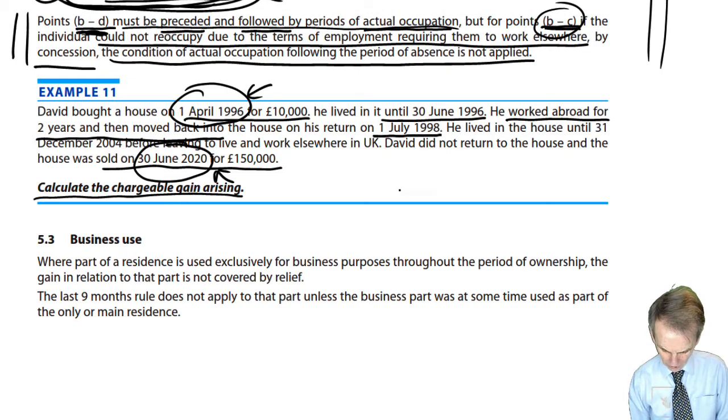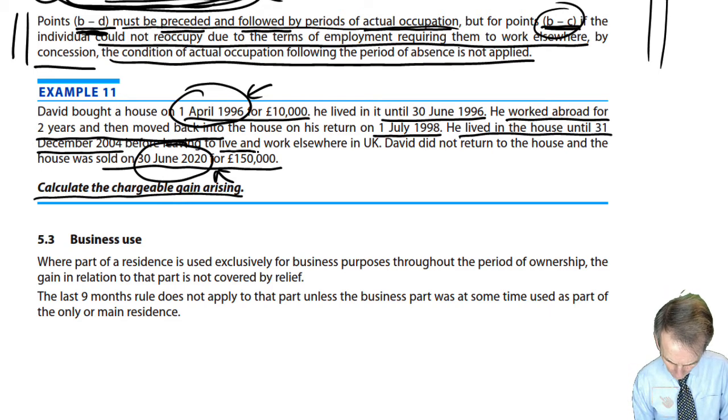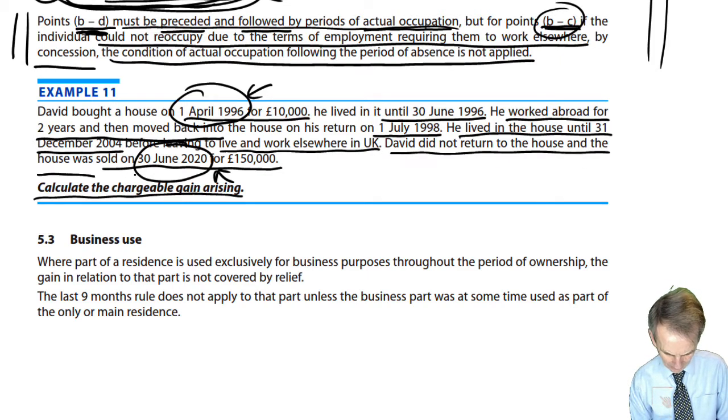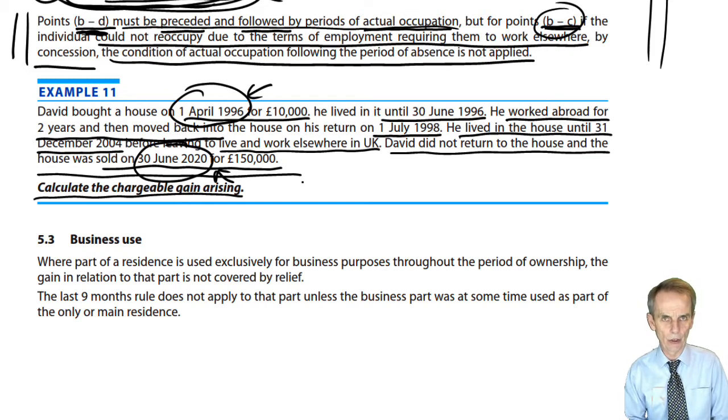Came back on the 1st of July 98. So that's, again, 2 years, 24 months deemed occupation. Lived in the house until the 31st of December 2004. Convert that to months. How many months is that? It's actual occupation. And then, before leaving to live and work elsewhere in the UK, David did not return to the house, and the house was sold on the 30th of June 2020. You may assume that he is still working elsewhere in the UK, but he hasn't returned to that property.